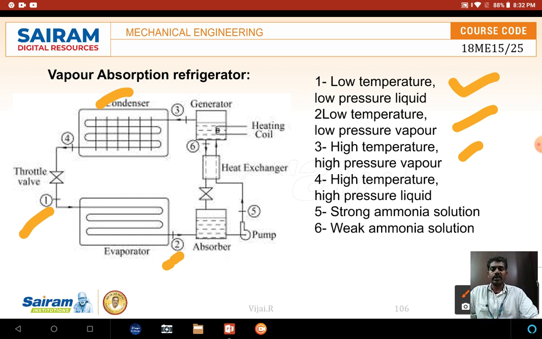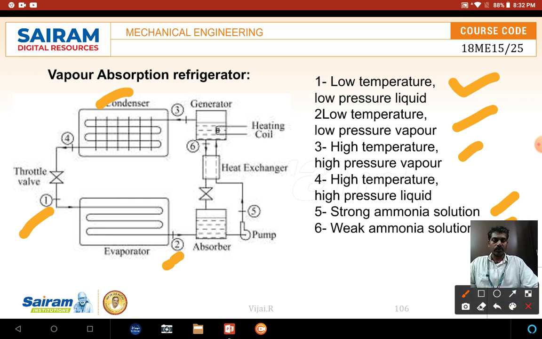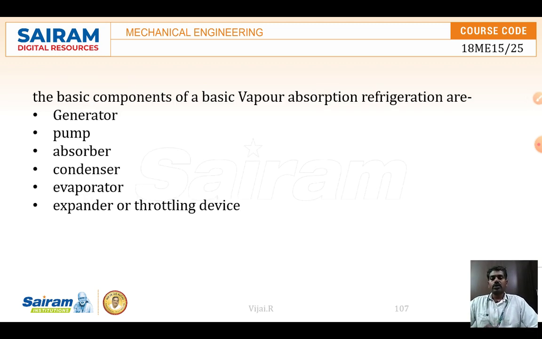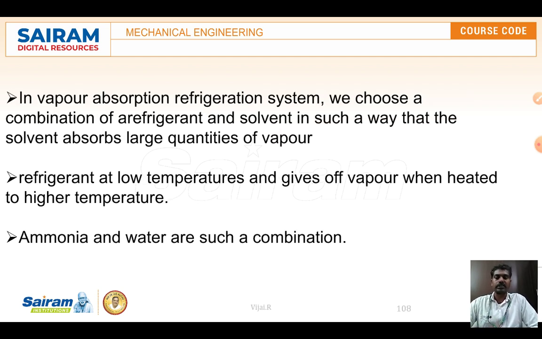In the fifth, we can see a pump where the ammonia solution is pumped, and weak ammonia and strong ammonia solutions are both here. Let me explain one by one what is weak ammonia, what is strong ammonia, and how it functions. First, the basic components in the vapor absorption system are a generator, a pump, an absorber, and then the condenser, evaporator, and expansion valve. The condenser, evaporator, and expansion valve are the same as in the vapor compression system, but the generator, absorber, and pump are new to the absorption system.